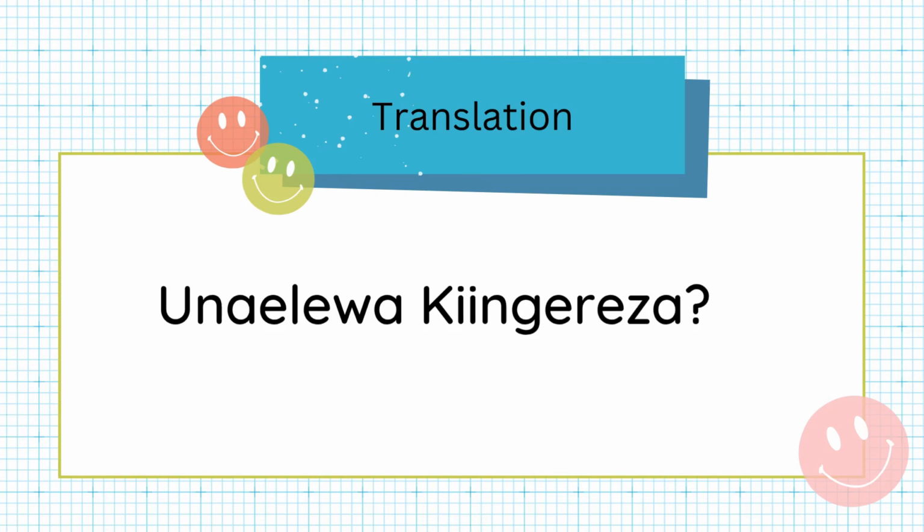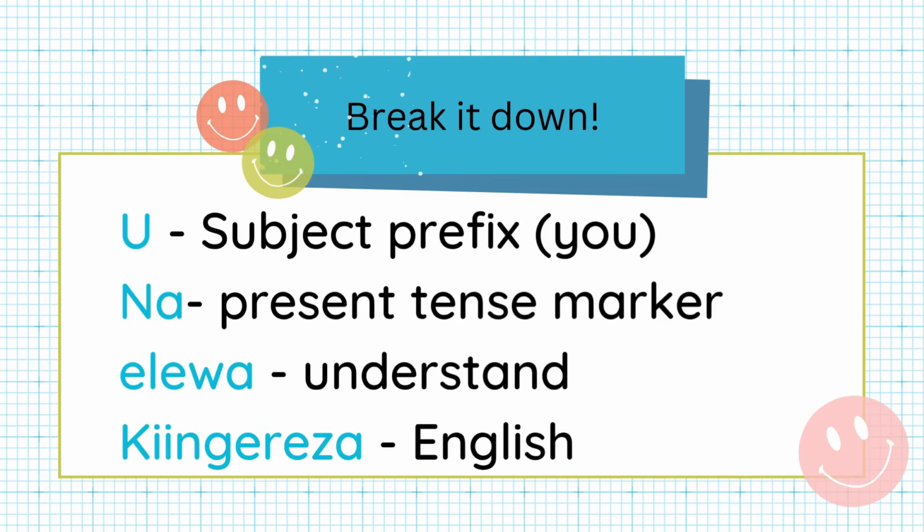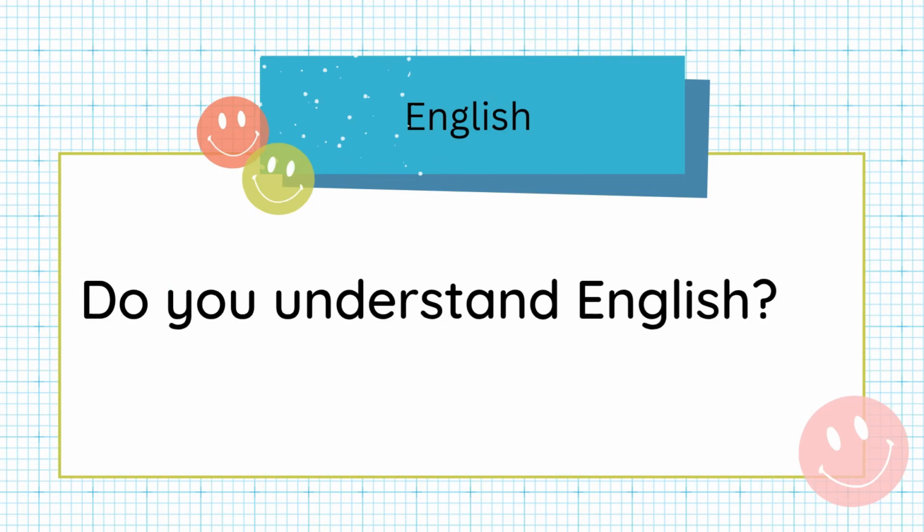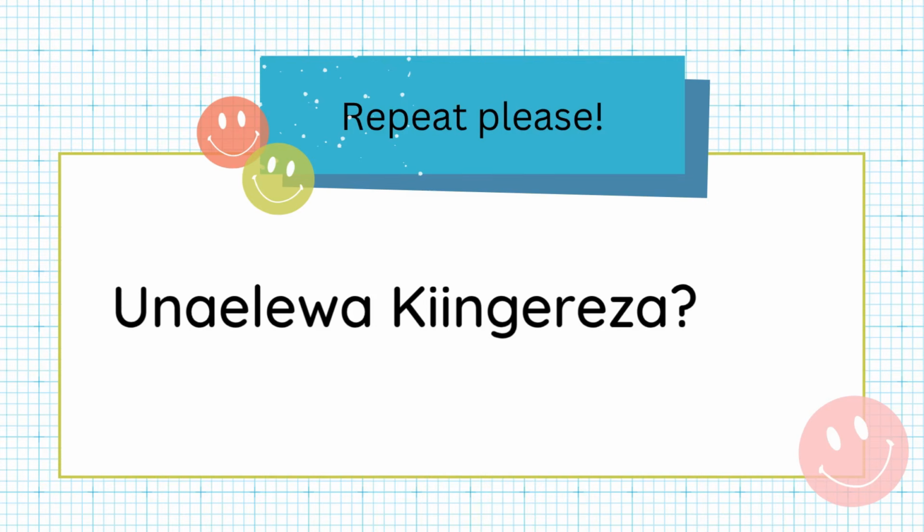So let's break that down. U is the subject prefix for you. Na, present tense marker. Elewa means understand. And then the word Kiingereza means English. So to ask, do you understand English? You'd say, Unaelewa Kiingereza? So repeat after me.